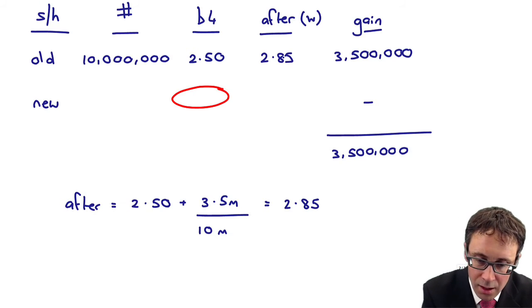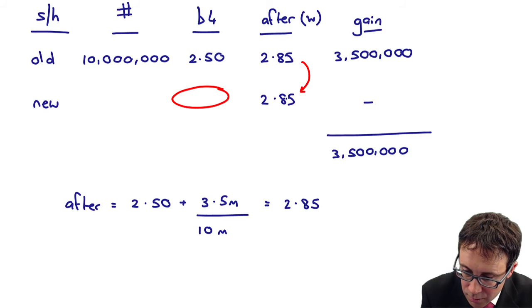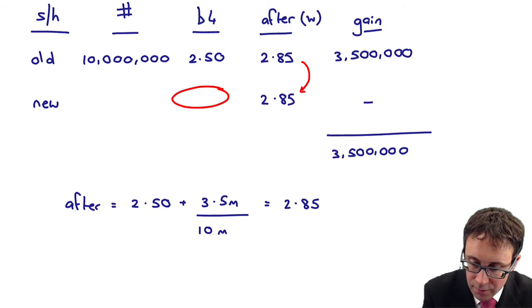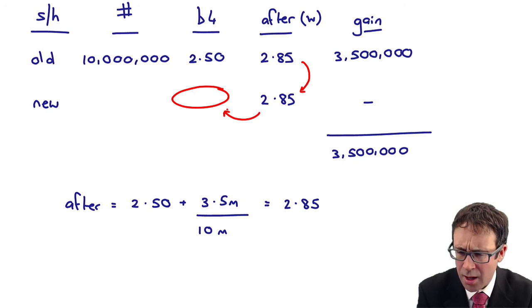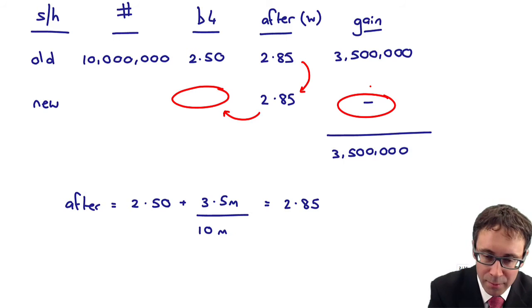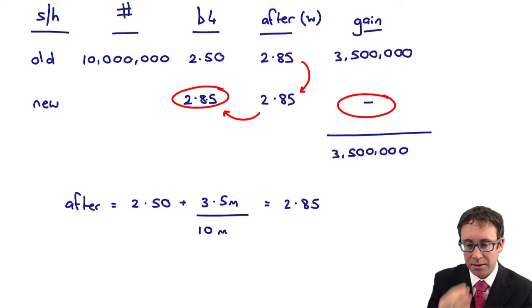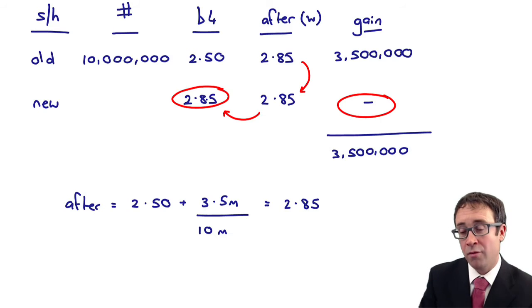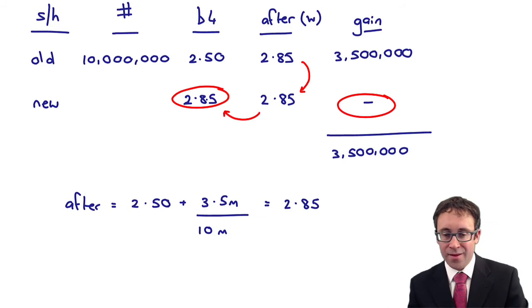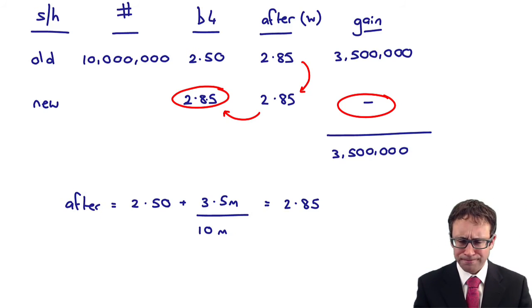If that's then the case, the price after for the new shareholders is also $2.85. And if there's no gain, which we have here, then the price before must be $2.85. So what's the problem? We've answered the question. The answer there is $2.85 is the issue price to the new shareholders.